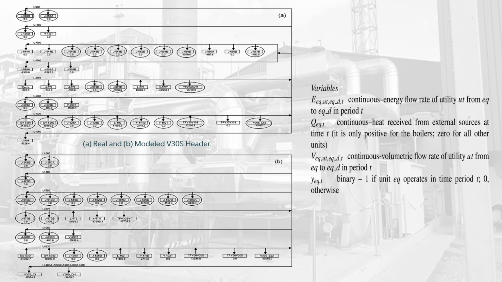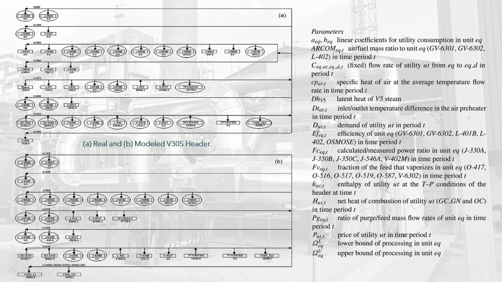The variables used are presented in the image on the right side. They are identified by their first letter. E, continuous, energy flow rate. Q, continuous, heat received from external sources; it is only positive for the boilers, 0 for all other units. V, continuous, volumetric flow rate. Y, binary, equal to 1 if the unit operates in period T, 0 otherwise. The images present the parameters used by the model.